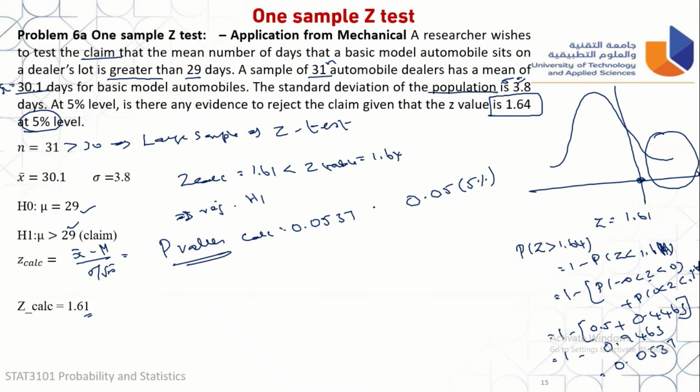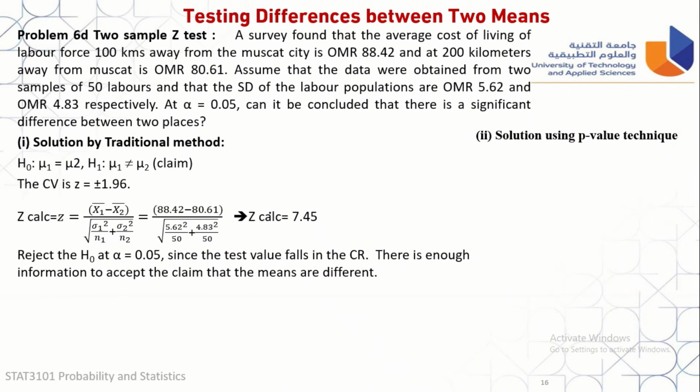This p value is greater than alpha. What is the meaning? Reject H0. Sorry, H1. Reject H1. Fine. And this is the difference between two means.